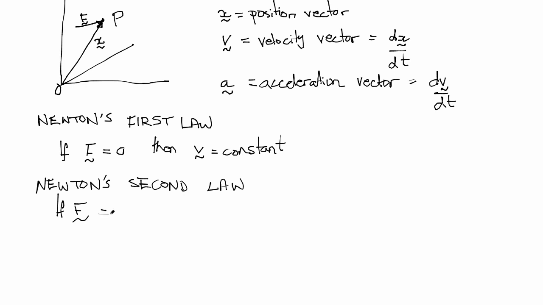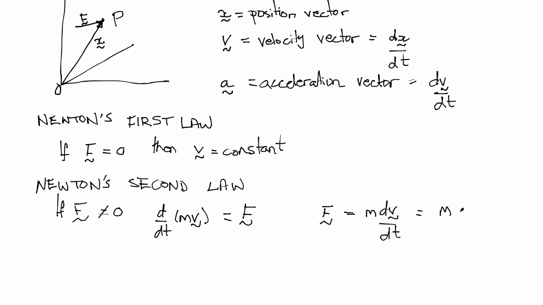So when F is not equal to 0, then the rate of change of linear momentum of the particle, so d/dt of linear momentum, which would be mass times velocity, is equal to F. Now, because mass is constant, that means that F is equal to m dv/dt, which of course is ma.